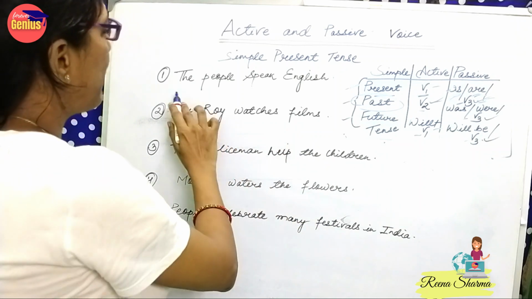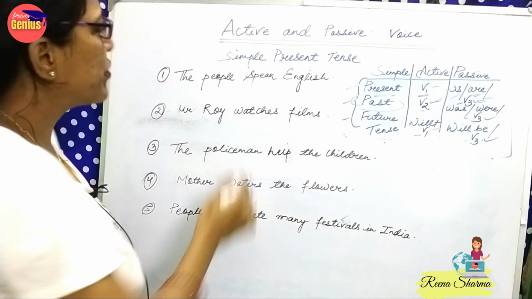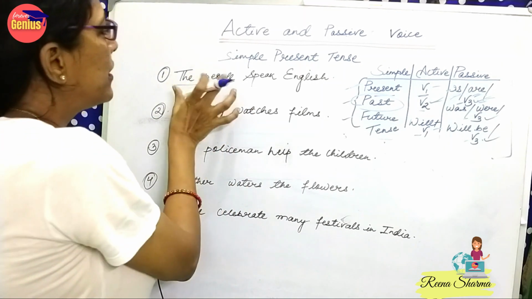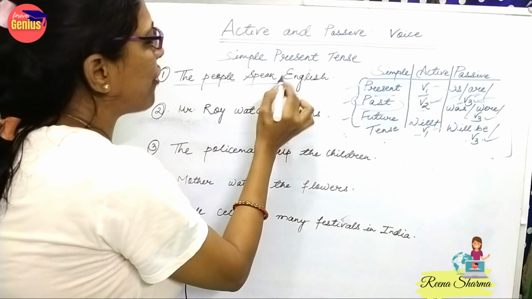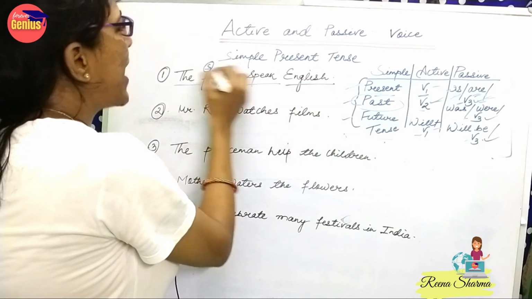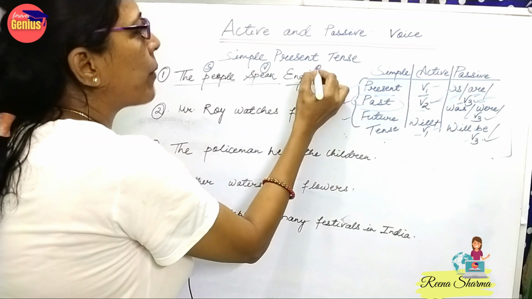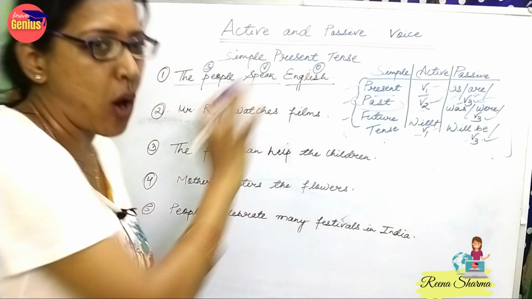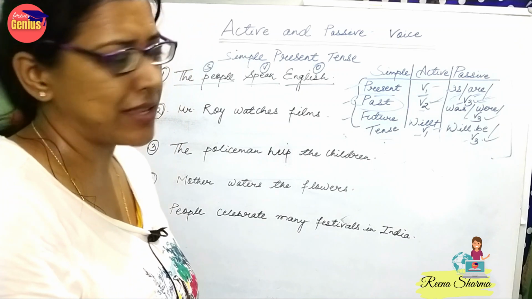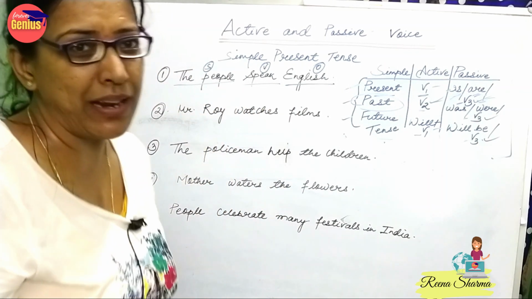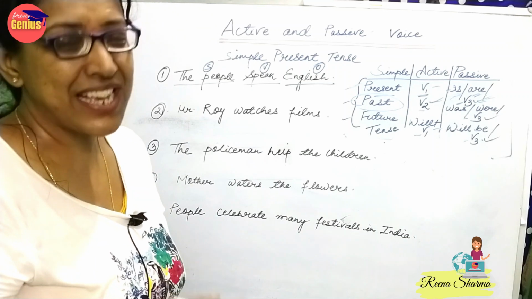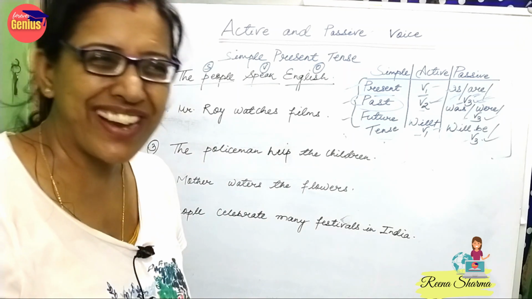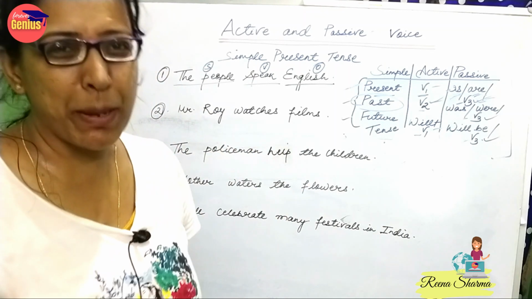So first, the people speak English. What is the subject? The people. This is a subject, this is a verb, and this is an object. Now this will become the subject and this will become the object. We will interchange the places. But can I write English speak the people? Of course, no. It's a strict no. The meaning is also not coming, and when you speak, you will yourself think, what have I written? English speak the people? No.